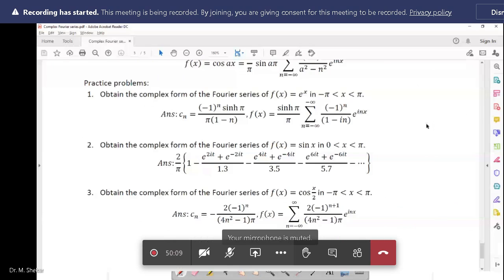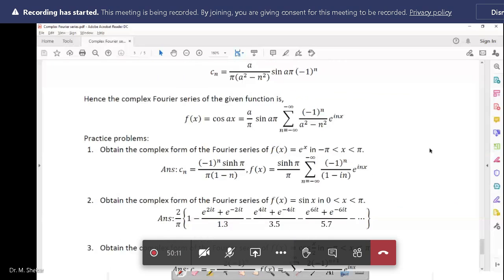I have discussed 3 examples. Is it required? Shall I take a few more examples, or shall I take a new topic? Do you need a few more examples on this? Because I have given practice problems, if you want, I will take examples other than the practice problems. Yes, sir, we'll do one more question. Yeah, I will take a few more examples in the next class.